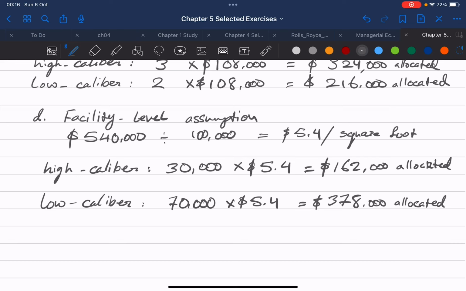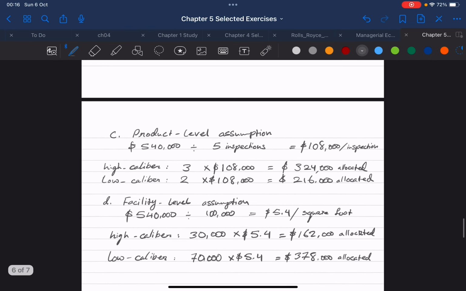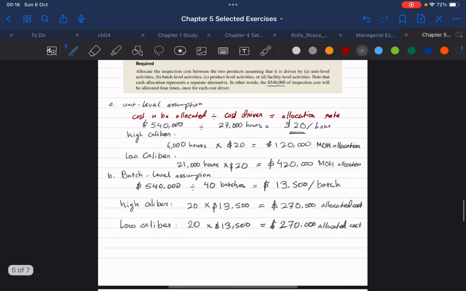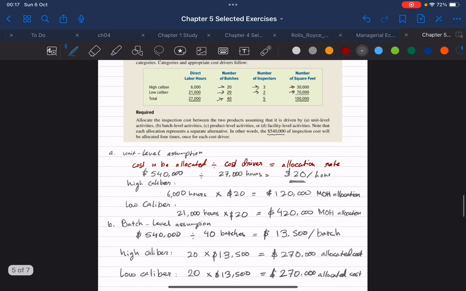Okay. That is it. Pretty simple, even though the answer is a little bit long, but it's just because we are running the same calculation for each classification assumption. Okay, so going back here, all we've done is that we've assumed that we're going to follow a unit level assumption. Based on unit level assumption, we used labor hours, as you can see here. So we took that cost that we want to allocate, which is 540,000, divided it by the total direct labor hours, 27,000. We determined the allocation rate from that.